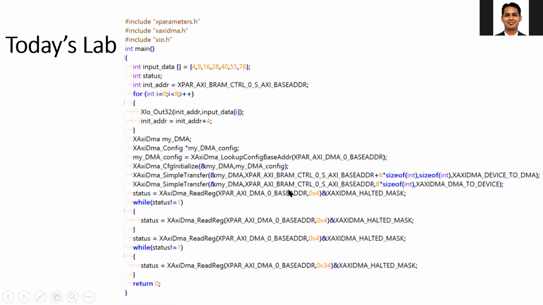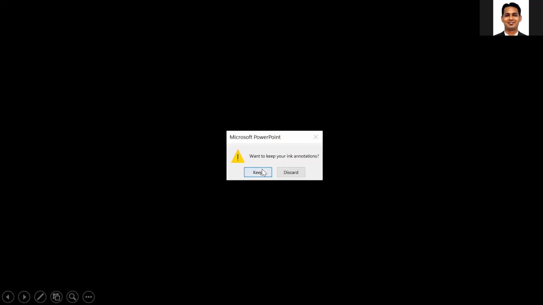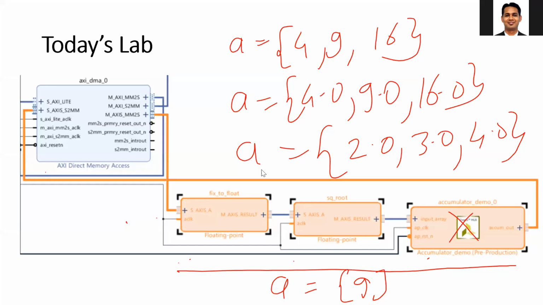So you can see here that, just wait a second. Okay, so your output will be passed to the IP.